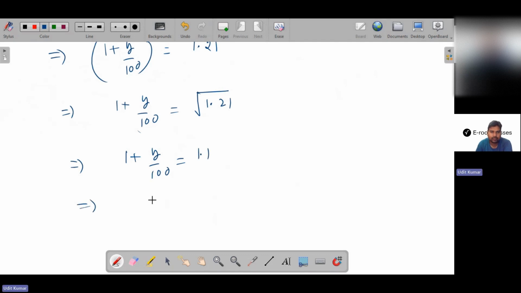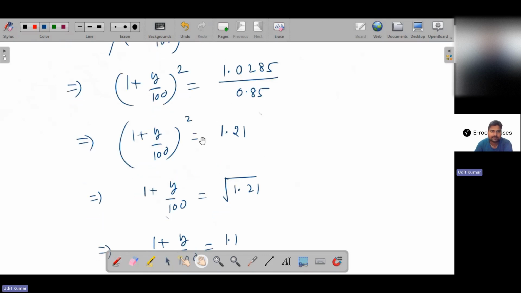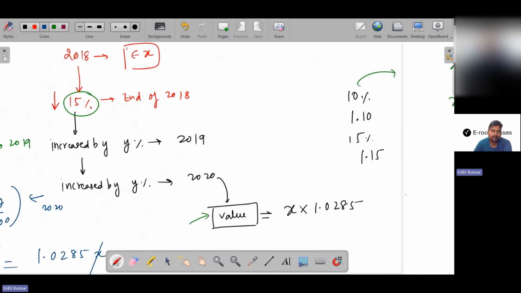If you subtract 1, what you will get? Y by 100 equals 0.1, and it implies that y is equal to 10. So your answer is, during 2019 and 2020, there is a 10% increase.